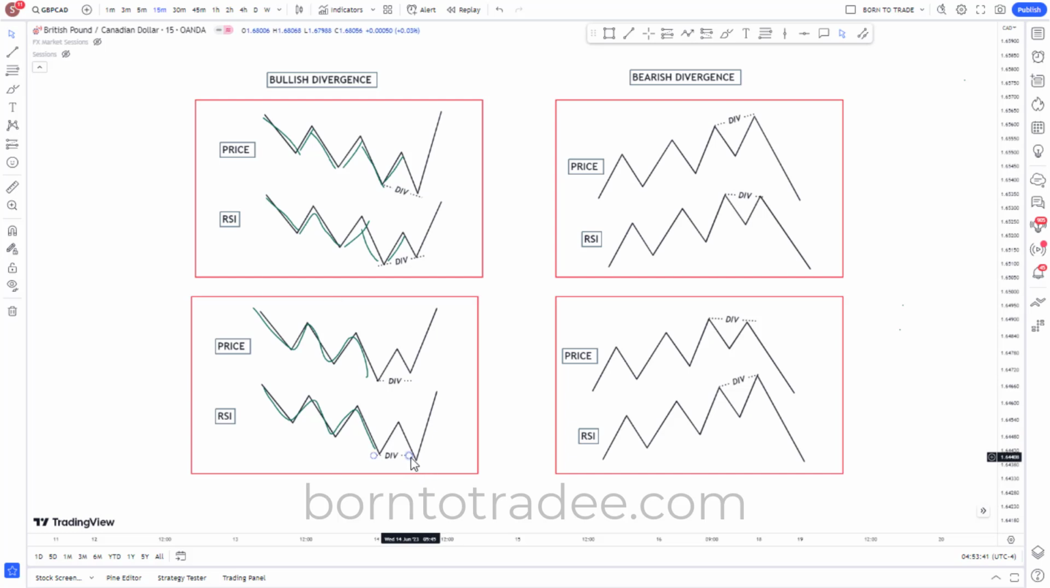So when you see something like this, you should map it out like this. This is what we call a bullish divergence. It's a bullish divergence because we're going to look to buy from this area. So this is simply what a divergence is. So just pay attention. Let me explain divergence.